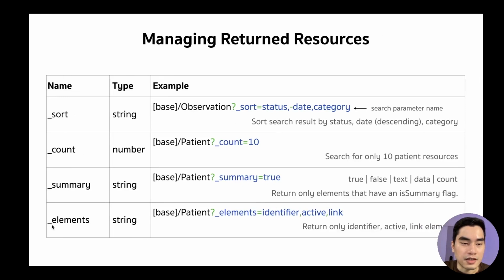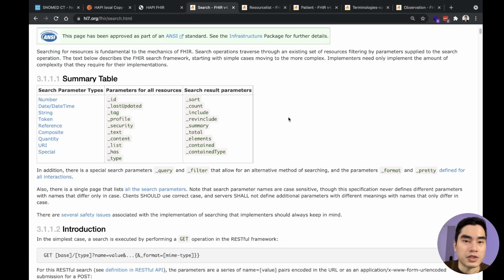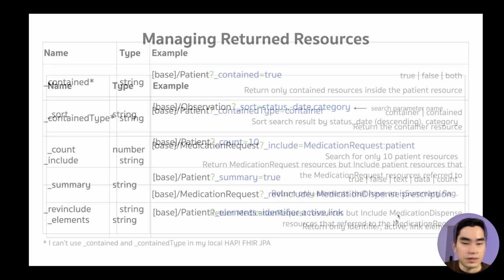Next is the underscore elements parameter. All of these have underscore because they can be used with all resources, because they are for managing the search result, right? So with elements, you can specify which elements you want. If you specify like this, it will return only identifier, active, link. It will not return the whole resource as normal behavior.